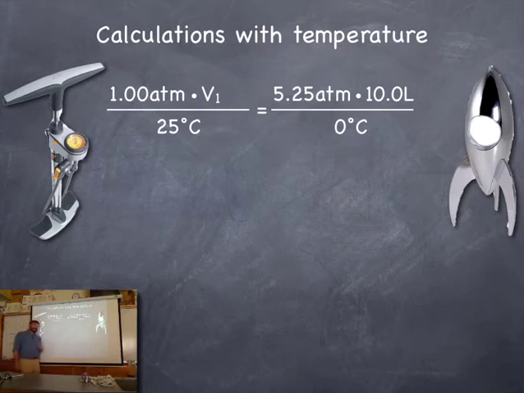Does anybody see a fundamental issue with this equation, the way I've written it? Yeah, I've got this divide by 0. It's not a good plan, right? If only we had some sort of temperature unit that would allow us to never have to worry about 0, which would be kelvins.